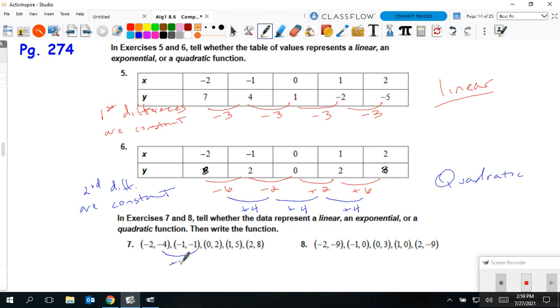by 3 on that one. From -1 to 2, also going up by 3. From 2 to 5, going up by 3. From 5 to 8, going up by 3. So this is definitely a linear function on this one.